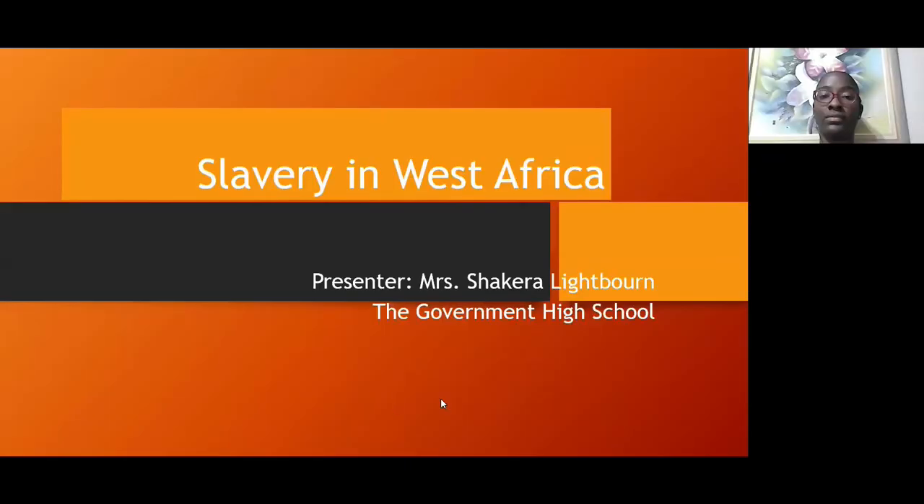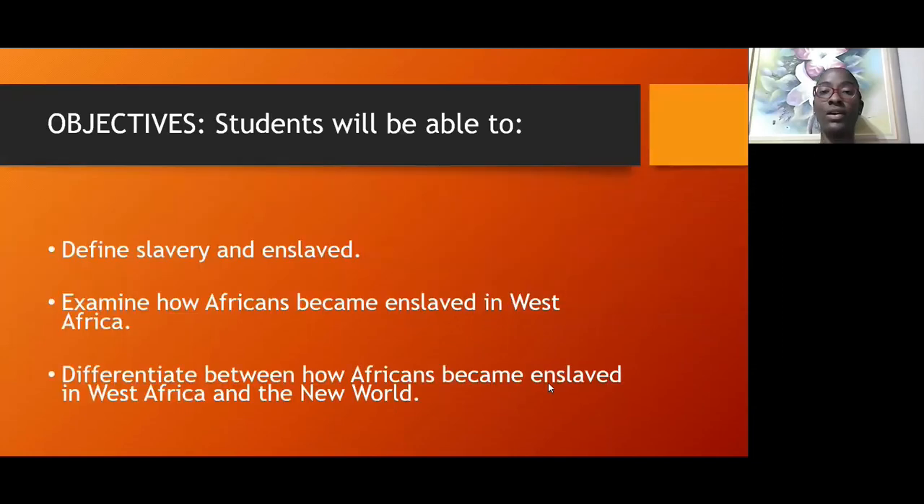Our topic for today is slavery in West Africa. Before we start, I need you to get a notebook and a pen so you can take some notes. Okay, so slavery in West Africa. Objectives for today's students is to locate West Africa on a map of Africa, define slavery and the word enslaved, examine how Africans became enslaved in West Africa, and then finally, to differentiate between how Africans became enslaved in West Africa and the New World. So we're going to look at the similarities and the differences in that objective.